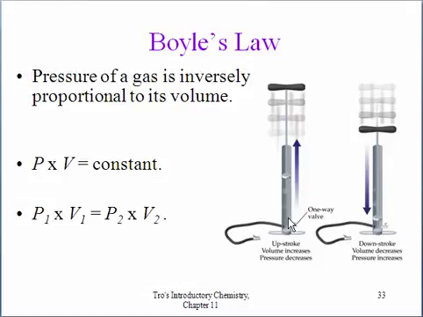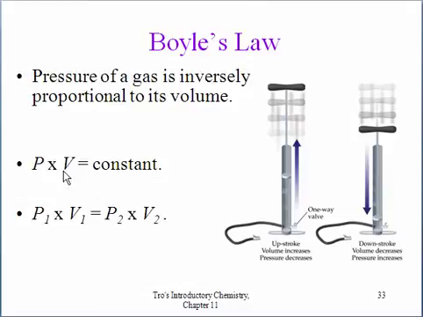volume, and here's a little piston here, the volume inside the tube is increasing as we pull the piston up, our volume is increasing, and the pressure goes down. And then if we decrease our volume by pushing down on the piston, then our pressure increases. So as one goes up, the other goes down. That's what we mean by inversely proportional.